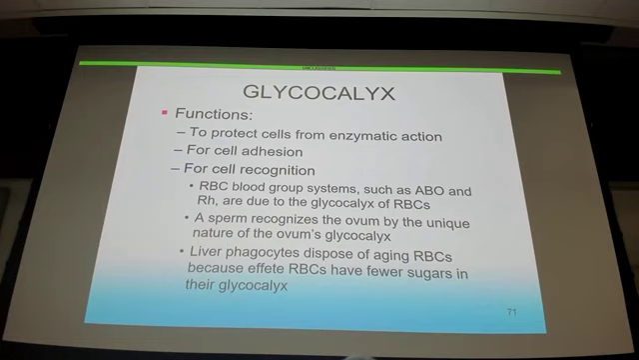So just like he mentioned, if you look at the RBC blood group system, such as ABO, Rh, we all know our blood type, most military people do. That's due to the glycocalyx of the red blood cells. And so red blood cells have a sugary coating on them that actually wears out. That's why they're broken down in the spleen and recycled. As red blood cells travel throughout the body, eventually they will wear out and we'll break them back down.